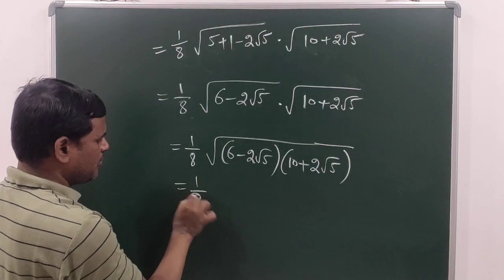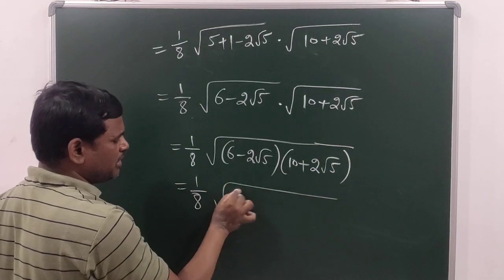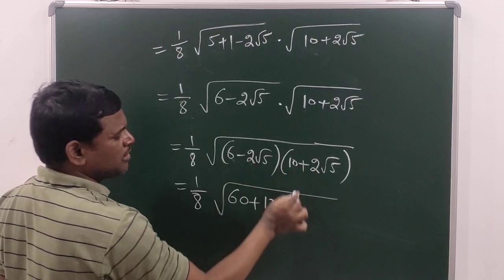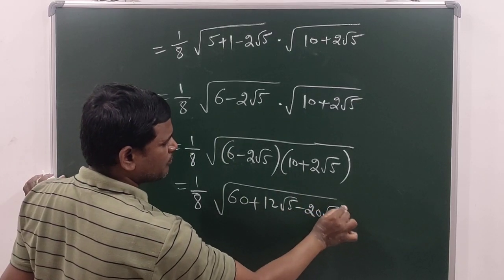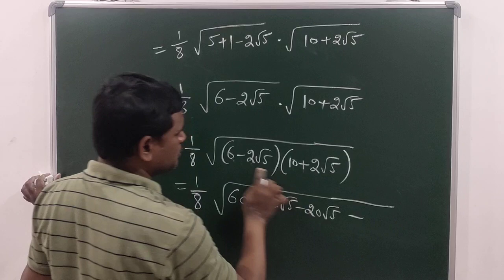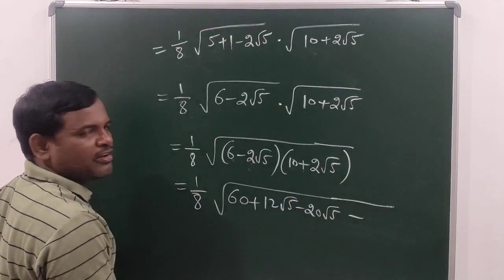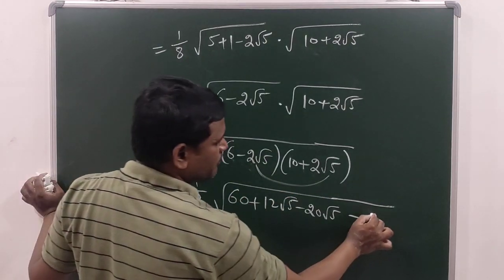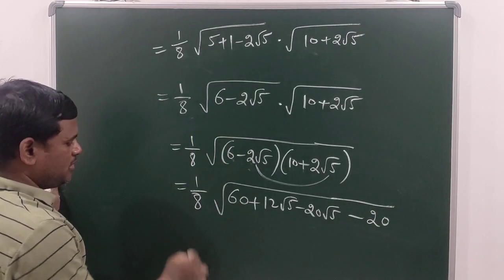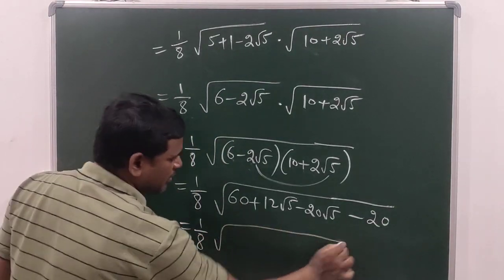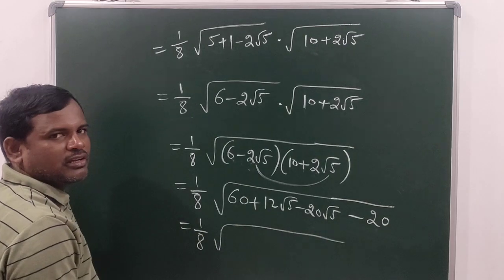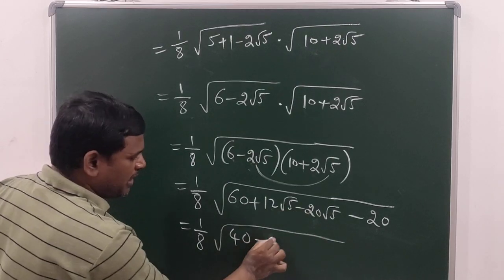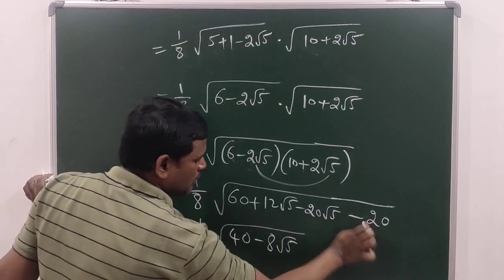Now in the next step, 1 by 8, square root of 6 into 10, 60. 6 into 2, 12 root 5. What about this? Minus 20 root 5. So this minus into plus, minus. 2 2s are 4. Root 5 into root 5, 5. On simplifying these two, what do you get? Minus 20. Right. Now here, 1 by 8 square root of 60 minus 20 is going to be 40. And what is the difference of these two? Minus 8 root 5.